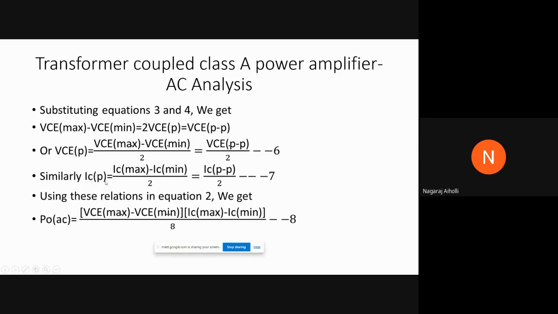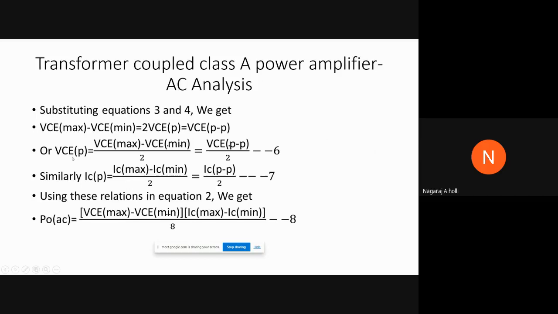Similarly, IC peak is equal to IC max minus IC min by 2. Right? This is how we got the equation for VCE peak. Similarly, the equation for IC peak can also be obtained along similar lines as IC max minus IC min divided by 2, which is further equal to IC peak to peak divided by 2. Take these two as equations 6 and 7. Now let us use these equations in equation 2.